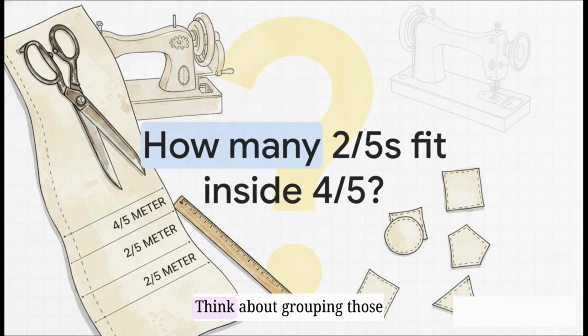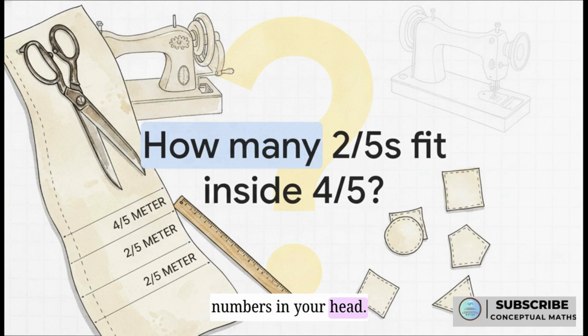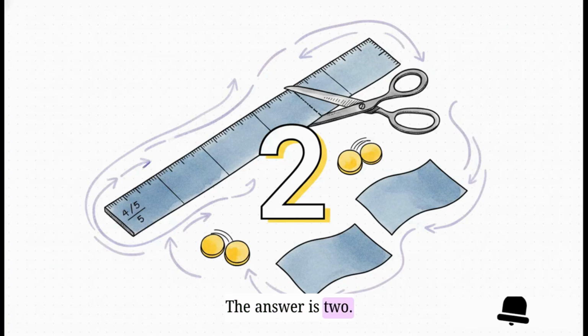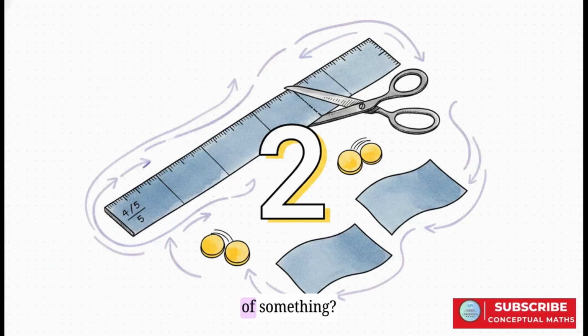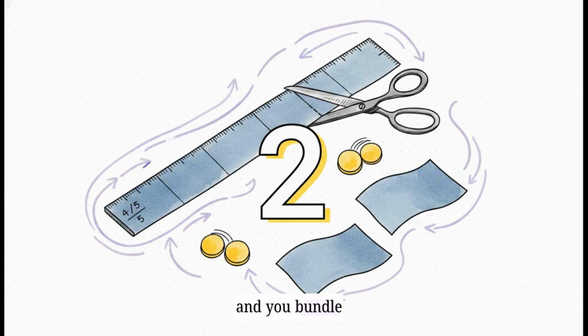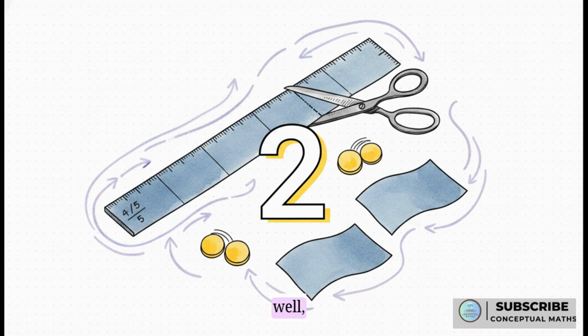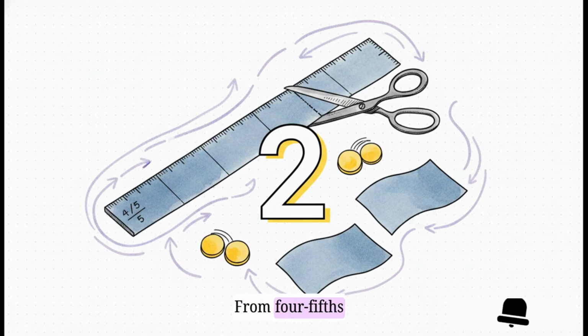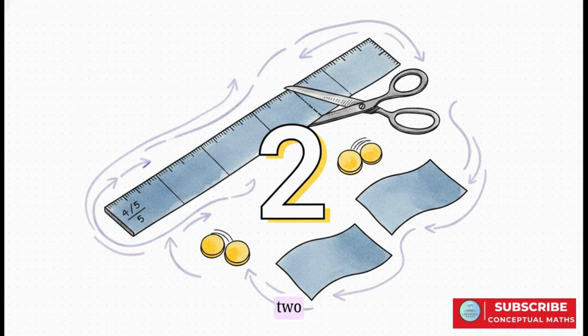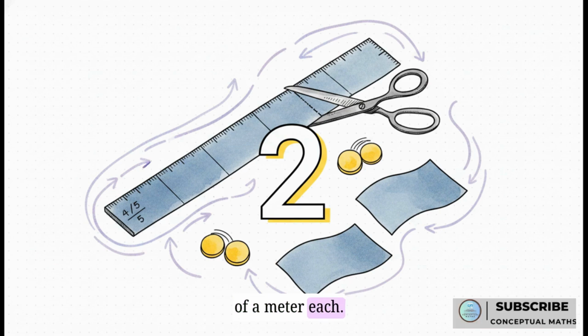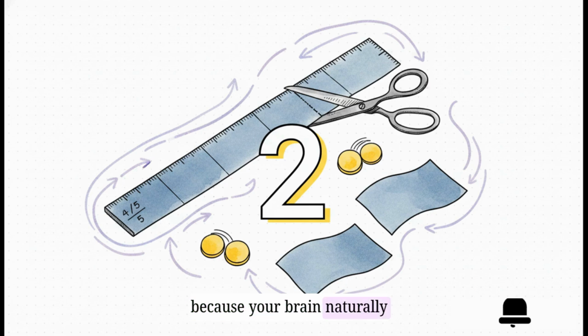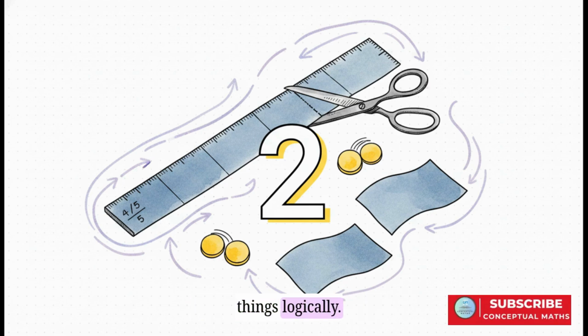I'll pause for a sec. Think about grouping those numbers in your head. Nailed it! The answer is 2. Think about it. If you have 4 of something, fifths in this case, and you bundle them up into groups of 2, well, you end up with 2 bundles. From 4/5 of a meter, our tailor cuts exactly 2 pieces that are 2/5 of a meter each. See, you already inherently understand how to divide fractions because your brain naturally knows how to group things logically.